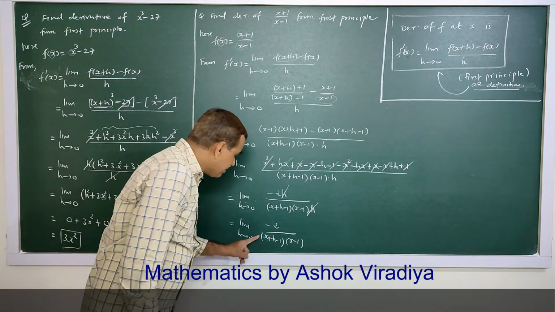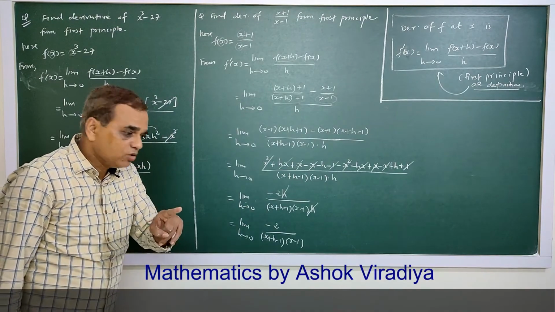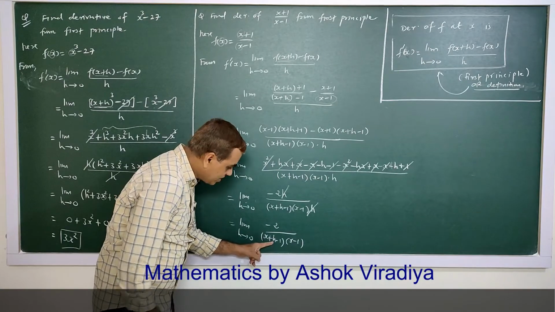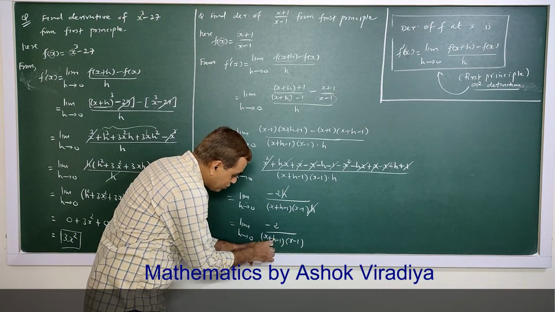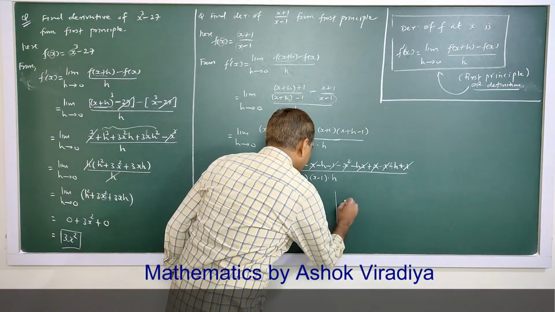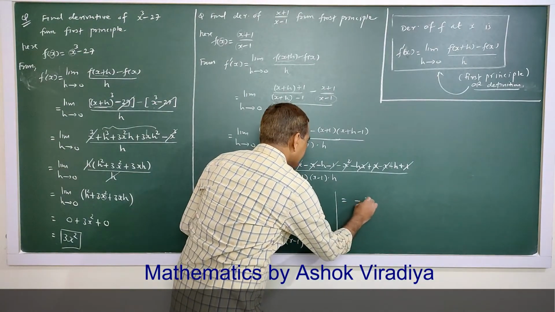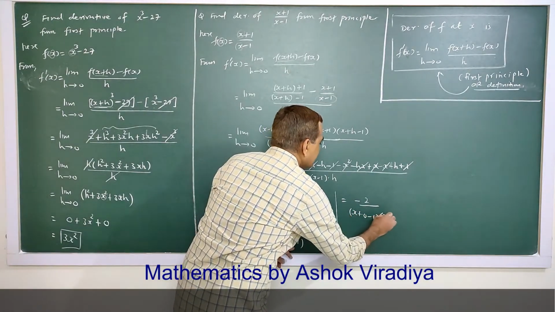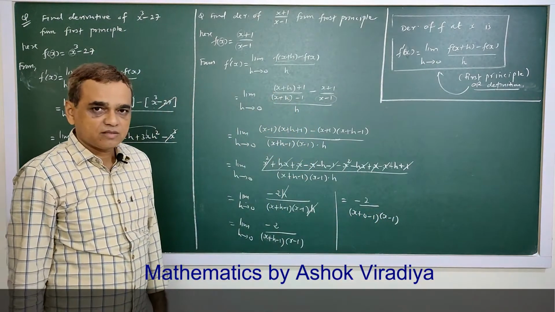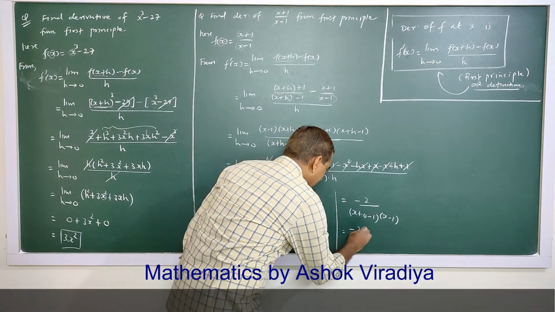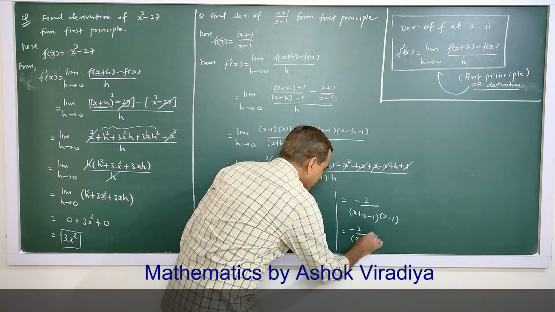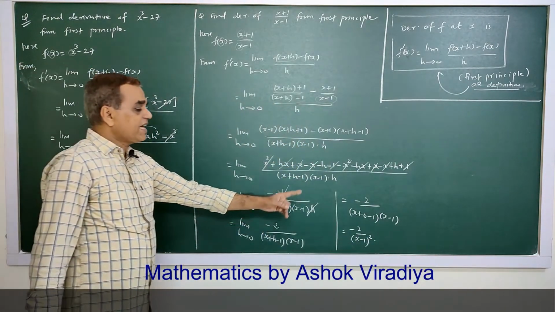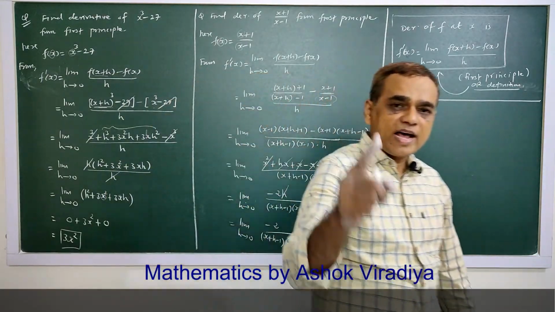Now we replace h by 0. Only this is the place where h exists. So here I am putting h equal to 0. So this is equal to minus 2 upon (x plus 0 minus 1) into (x minus 1). So it is equal to minus 2 upon (x minus 1) whole square. So that is the required derivative. This is the derivative of the function with respect to x.